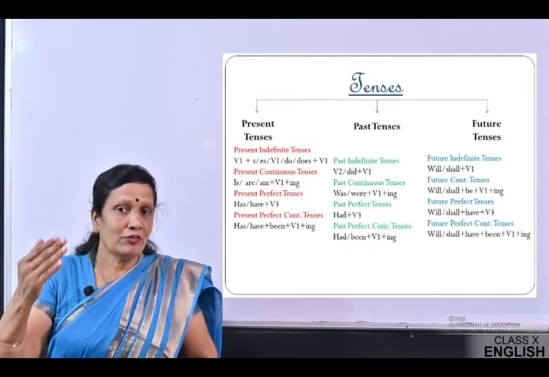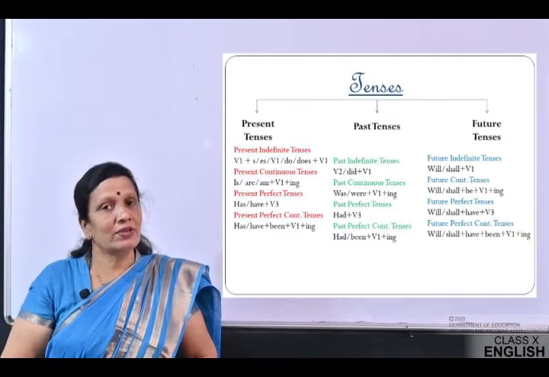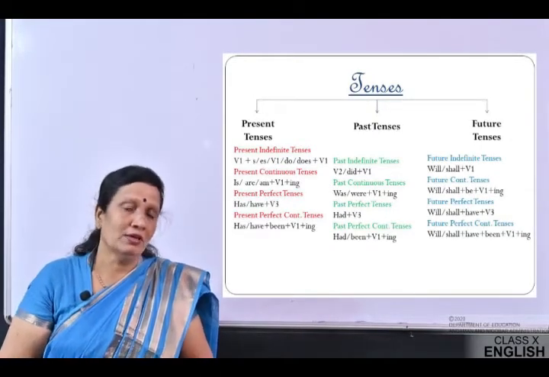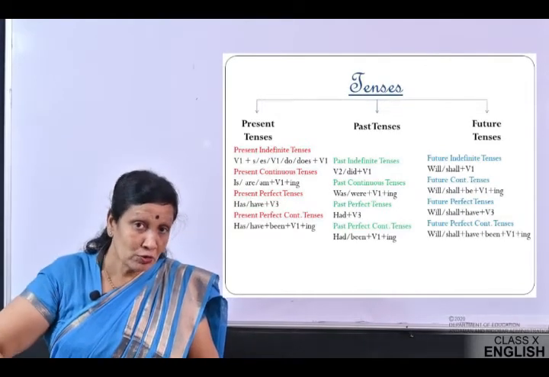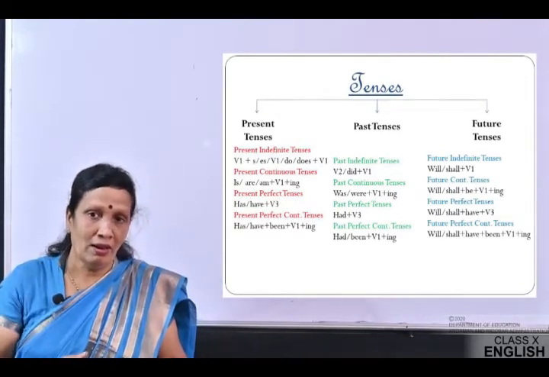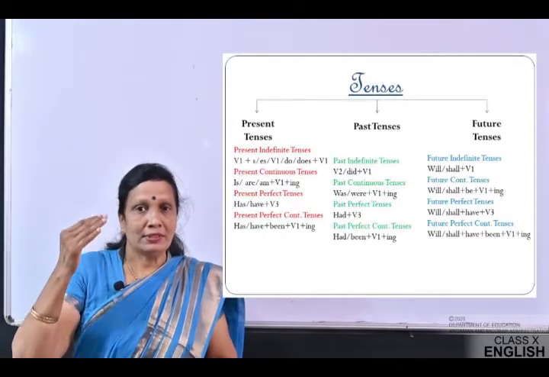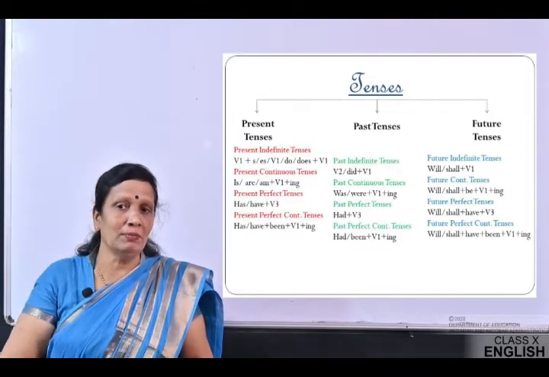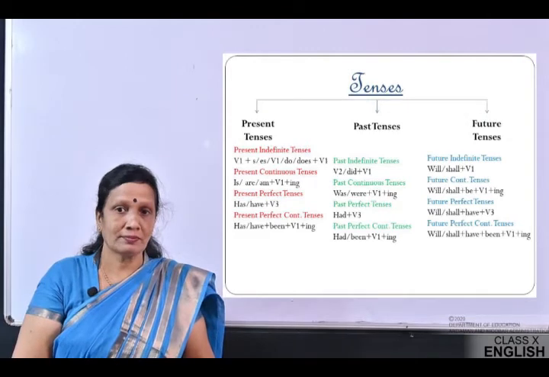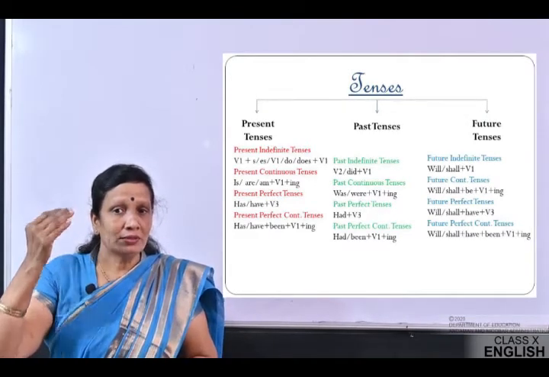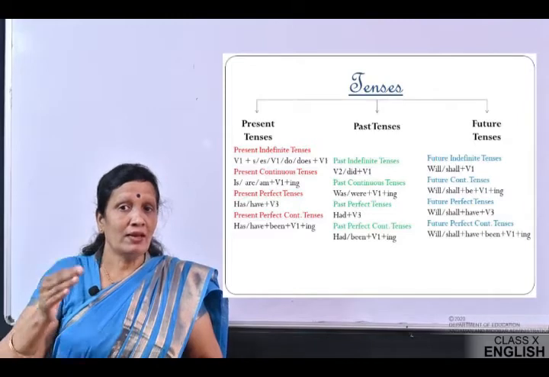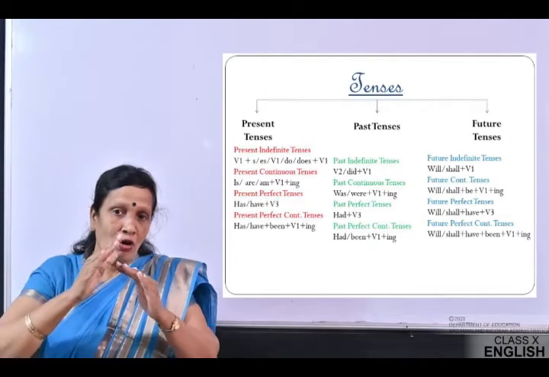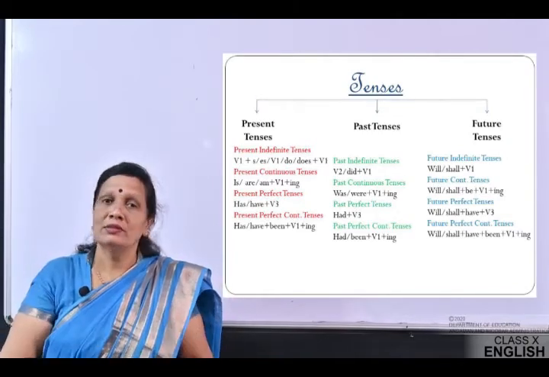Now in the future tense, the future indefinite tense or the simple future tense: will or shall plus the first form of the verb. Whenever we talk of the future, we use either will or shall. Now future continuous: will or shall plus be plus the first form of the verb plus ing. Now the future perfect tense: will or shall plus have plus the third form of the verb. As I told you, all the perfect tenses will have the third form of the verb.